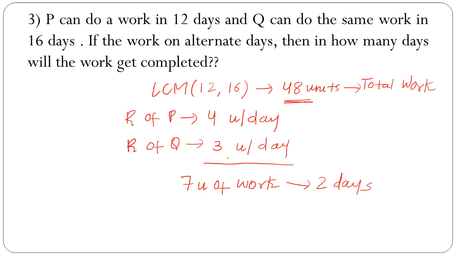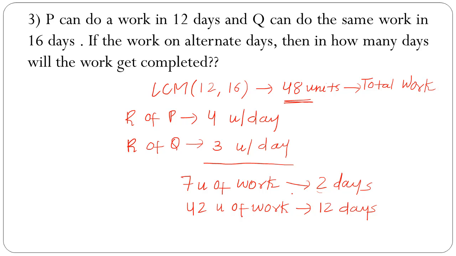What is a number which is lesser than 48 and is a multiple of 7? That's 42, right? So they'll be able to complete 42 units of work in 12 days, right? See, because you multiplied 7 by 6 to get 42, similarly you will multiply 2 days by 6 to get 12 days. So 42 units of work is completed.